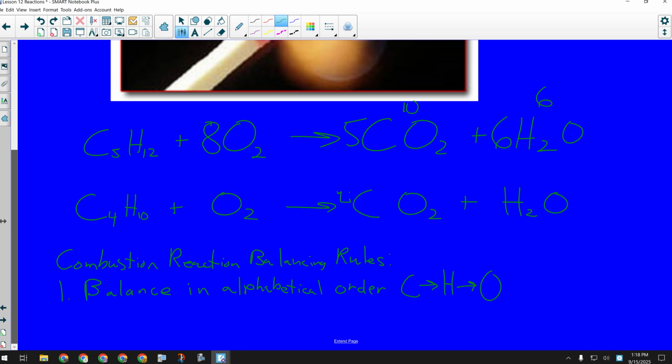4. Okay, how many hydrogen here? 10. Okay, how many hydrogen here? 2. What goes here? 5. Okay, so now if I look at my oxygens, 4 times 2 is 8. 5 times 1 is 5. 8 plus 5 is 13. What times 2 gives you 13? 6.5, right? Can I have half an oxygen molecule?